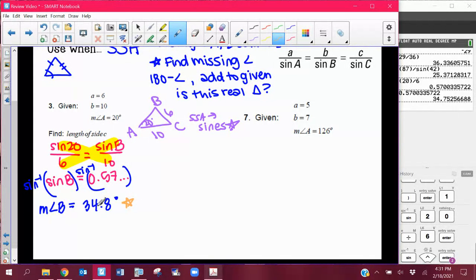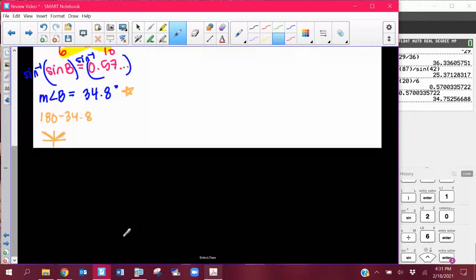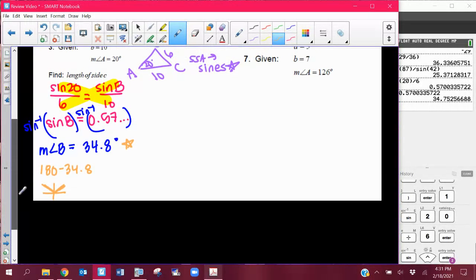So in order to check here, I'm going to take 180 minus 34.8. Because remember, when I'm trying to find an inverse sine, I can find one in quadrant 1. There's positive inverse sines in quadrant 1, but there's also some in quadrant 2. So technically, because I could have an angle that's bigger than 90 degrees in this triangle, I'm looking to see, is this second angle right here an actual triangle?